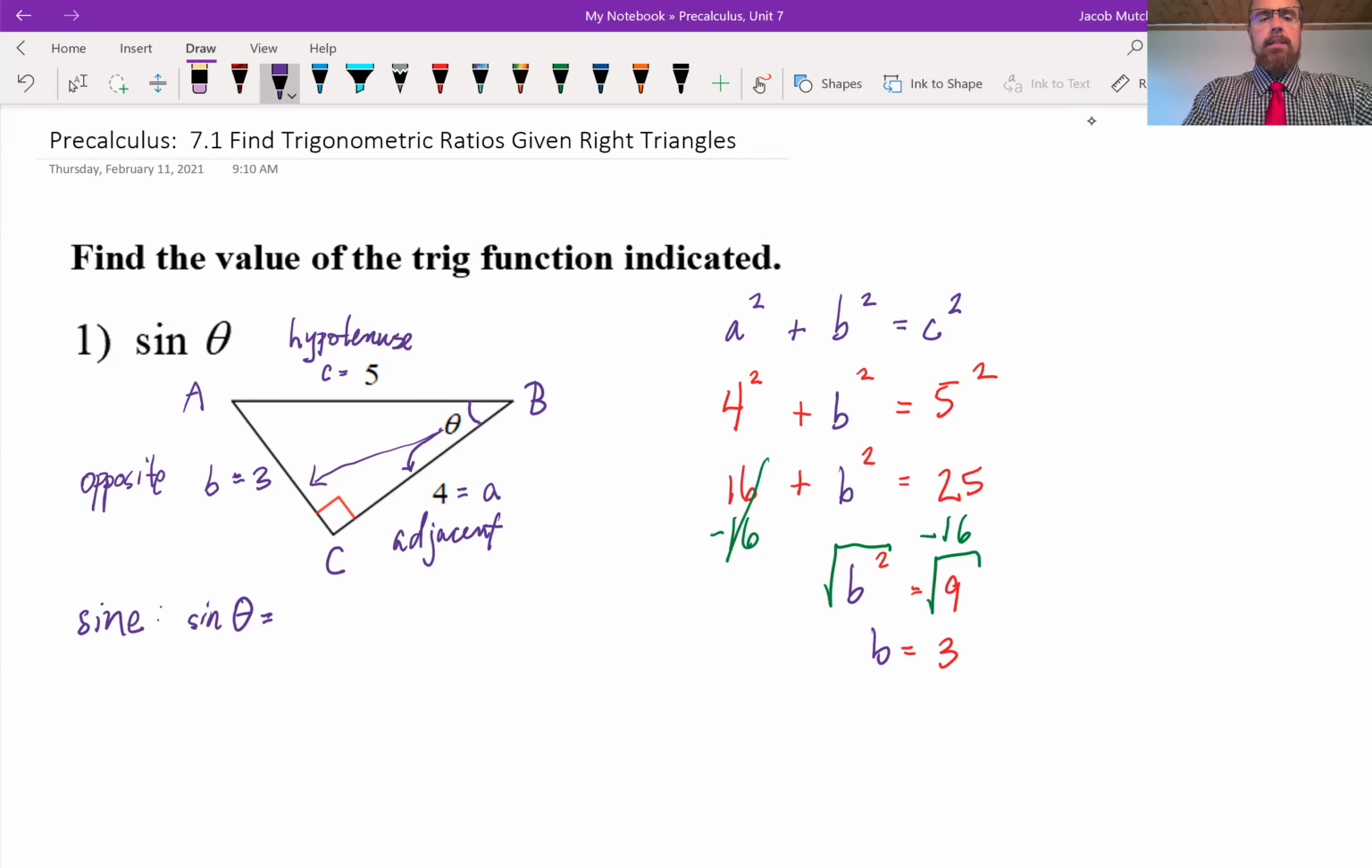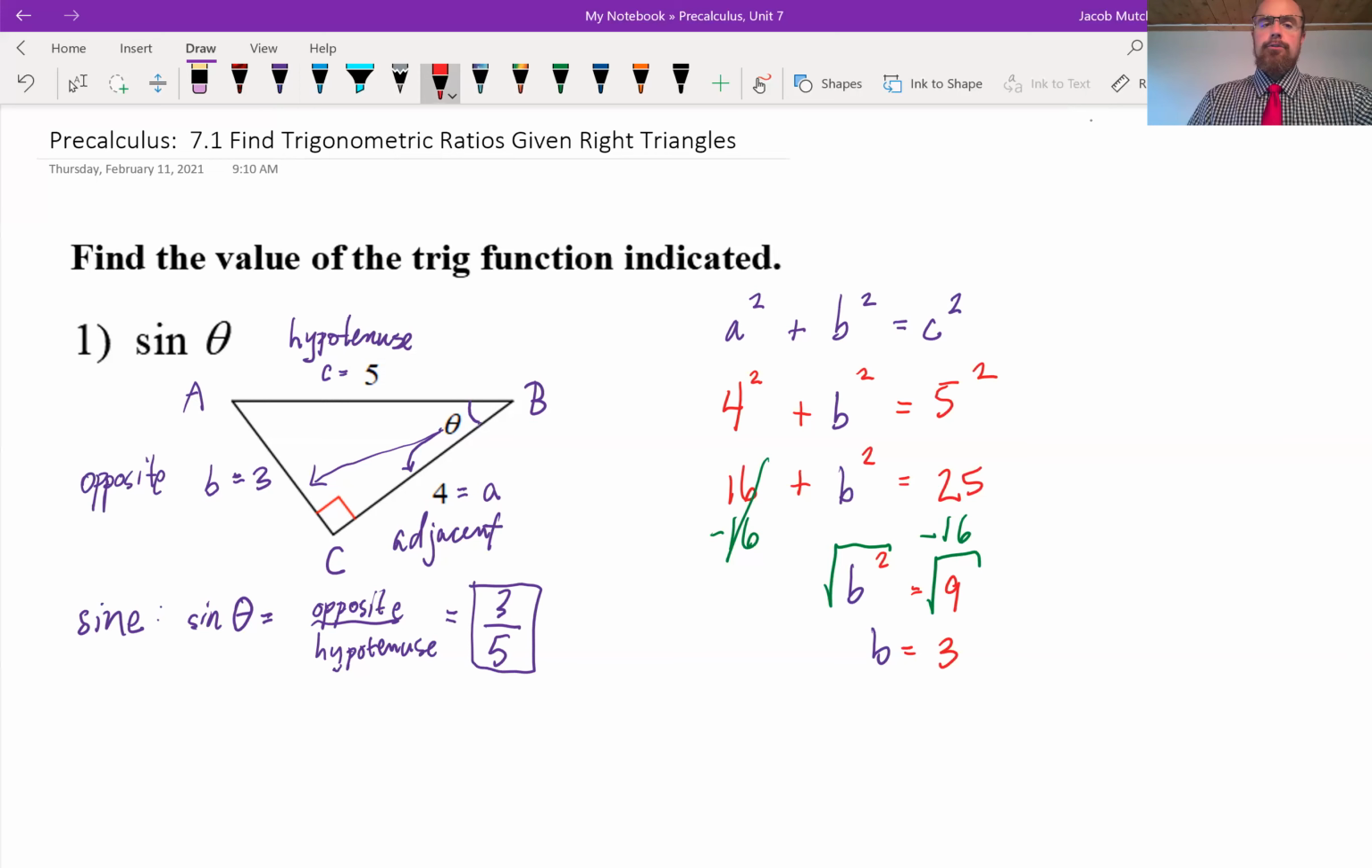Well, we label those sides like that so that I can calculate these trigonometric ratios. So sine of theta, the way that we define it, is the length of the opposite side divided by the hypotenuse. So now that I have all three side lengths, I just need to grab those dimensions. The side opposite, that's the one we just solved for, is 3. And the hypotenuse is 5. And immediately we see sine of theta here has a value of 3/5.